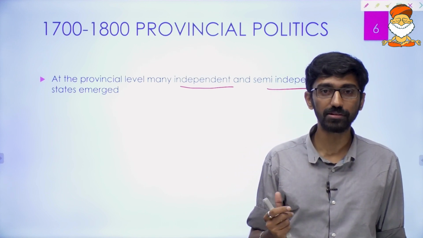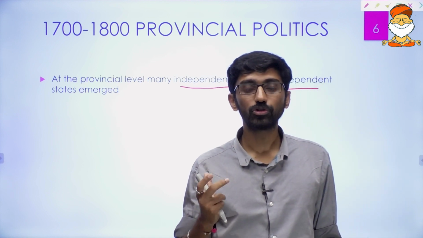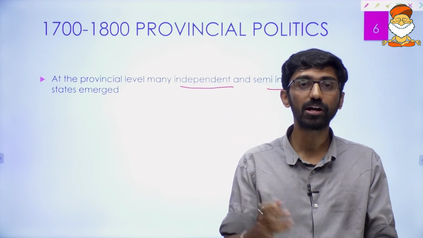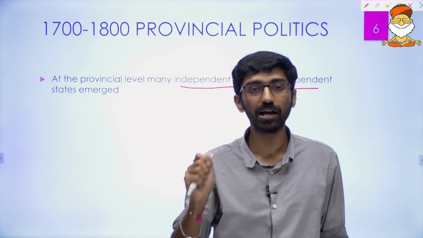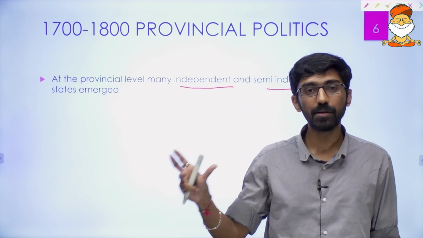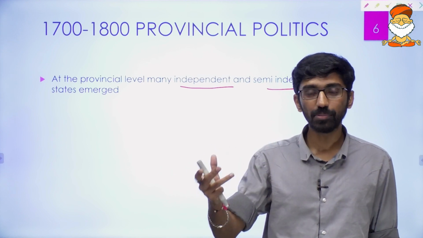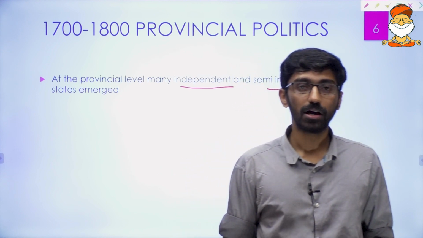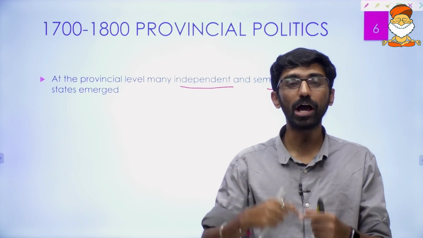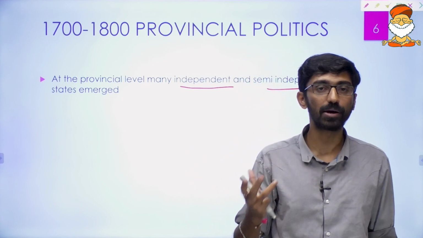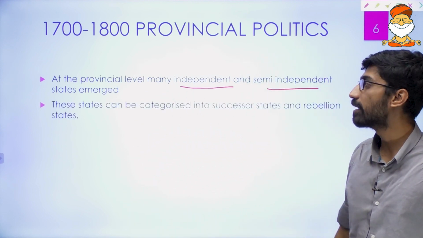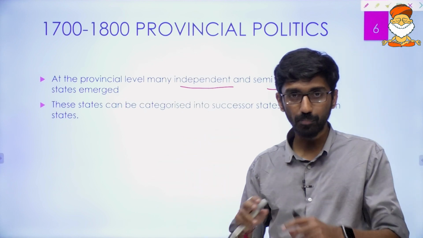Some powerful nobles who couldn't showcase their talent at the central level became disillusioned or disappointed with the central level politics that was happening in India, especially in the Mughal court. So they declared independence, and became quite independent, or sometimes semi-independent of the Mughal rule. At the same time, other states emerged as a challenge to the Mughal empire also, like the Marathas as well as Punjab. So at the provincial level, many independent and semi-independent states emerged.